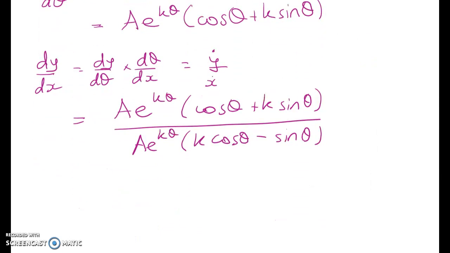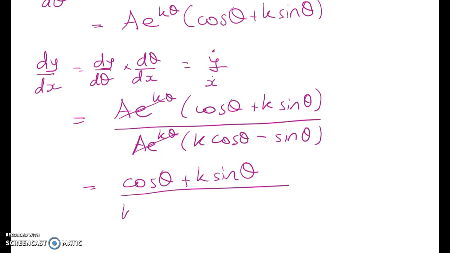Now I'm going to manipulate this a little bit. Obviously we can divide through here, both of those are positive, and that leaves me with cos theta plus k sine theta over k cos theta minus sine theta. I haven't got the schedule right in front of me, but I'm pretty sure that you'd get full marks for that part of the question if you went that far. Just having a look, yes, it says either form of dy by dx will be accepted.